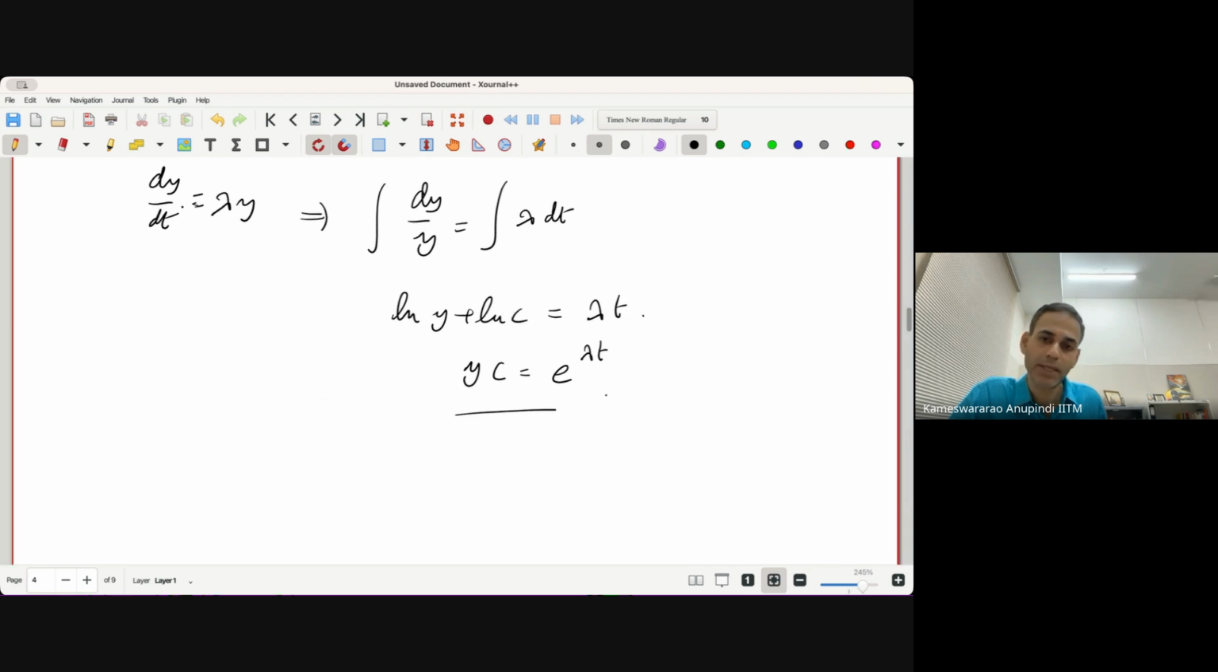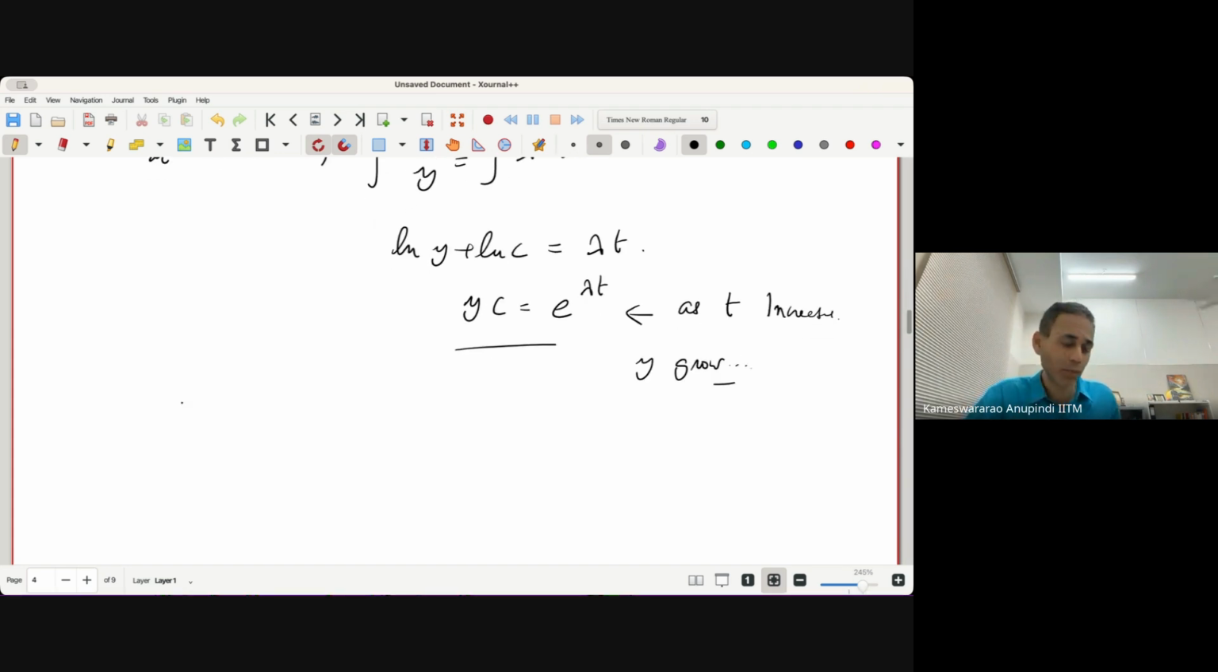As t increases, what will happen to the solution? It is e to the lambda t. If lambda is positive, the solution y is going to grow. If it grows with t, it can grow unbounded, and it can grow exponentially, right? So that is why this is the most dangerous term.